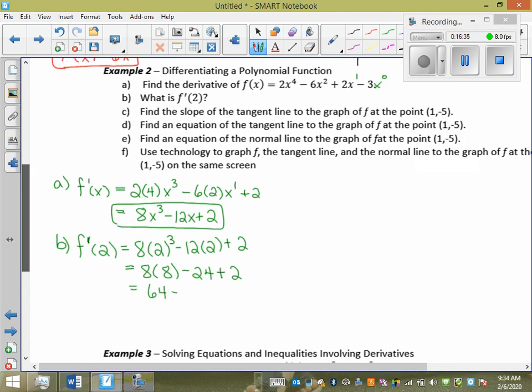64 minus 24 plus 2 is 40 plus 2, which is 42. B is the instantaneous slope, similar to A, which is general. So I can fill in any x value and get a tangent slope. So this is my general slope, my general slope of every single tangent slope on the entire graph.